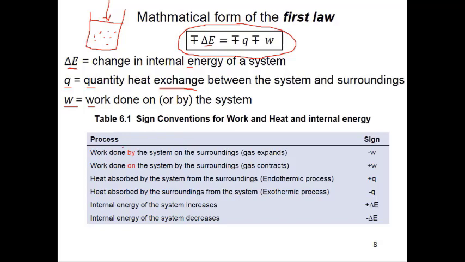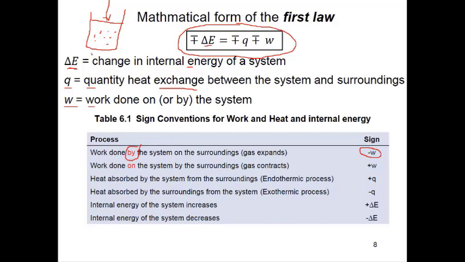The explanation of plus and minus is explained here in this case. Delta E can be plus or minus, Q can be plus or minus, and work can be plus or minus. How? If W is minus, it means work is done by the system. I will explain this here.